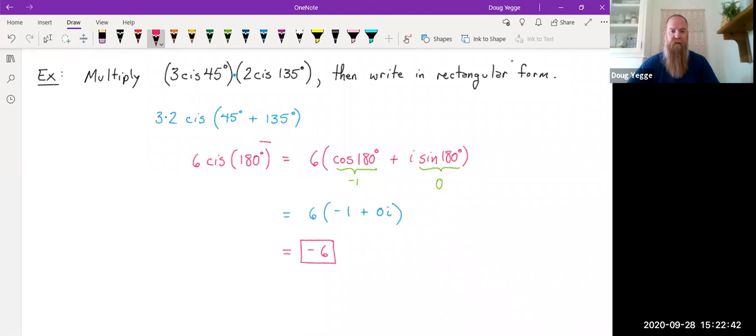And this should make sense because if you think about 180 degrees, that lies on the x-axis, which is our real axis. So this is just saying move 6 units along the angle of 180, which is the same thing as moving negative 6 units on the x-axis. So let's take a look at what happens when we take a quotient of two complex numbers.